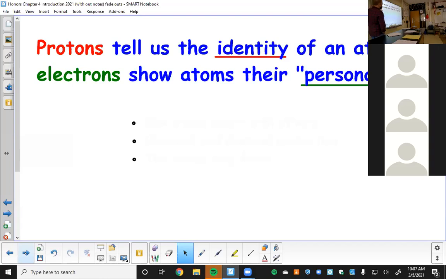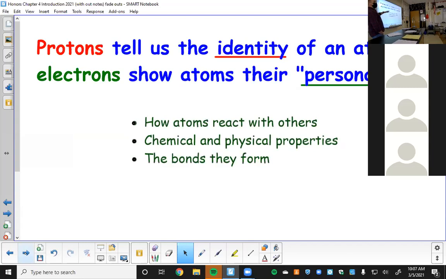Now that's all I want you to write from this slide, but when I talk about personality, I'm just referring to things like how atoms are going to react with other atoms. What determines their chemical and physical properties? It has to do with their electrons in the electron cloud, the type of chemical bonds they form with other elements, whether they're sharing electrons or forming ions or whatever it might be. So really all the excitement and action is taking place in the electron cloud. And that's why this chapter is focused on electrons in the atom.